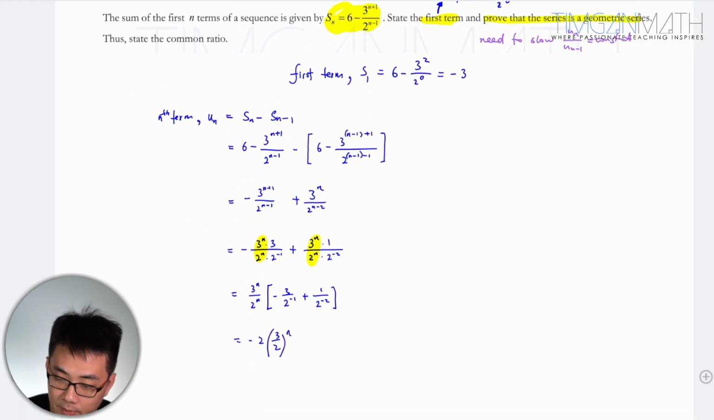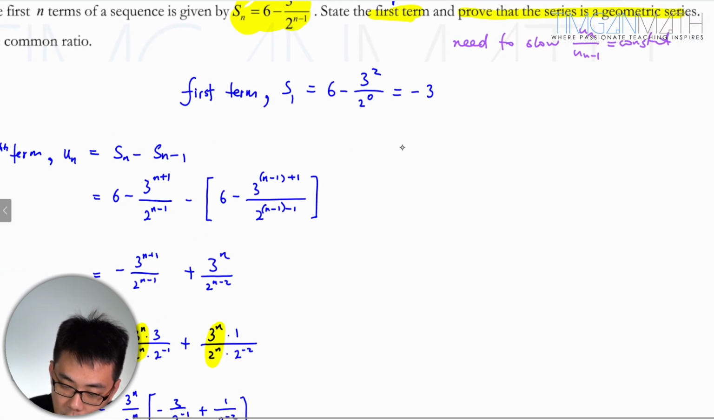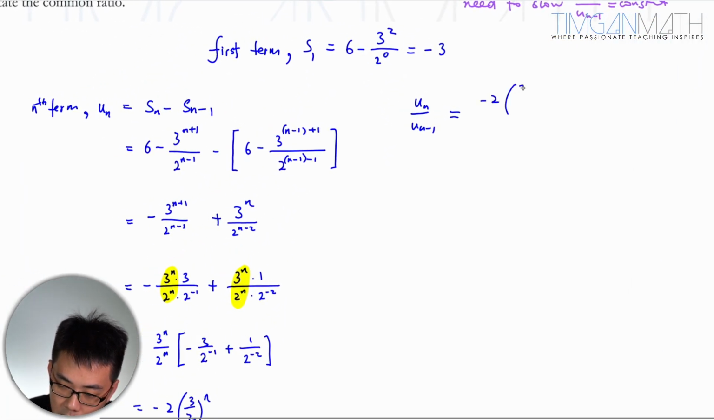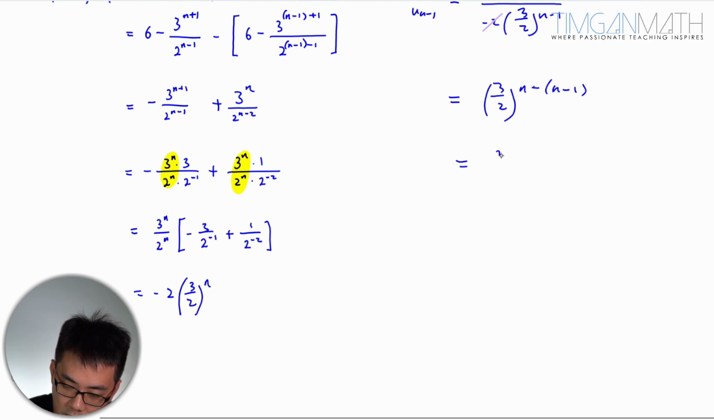Now once done, we have un already. So we're going to show un over un minus 1 equals minus 2, 3 over 2 to the power n, over minus 2, 3 to the power 2 to the power n minus 1. This will cancel away. And this will be 3 over 2, n minus n minus 1. This is just normal indices here. So this is 3 over 2 to the power 1, which is a constant.